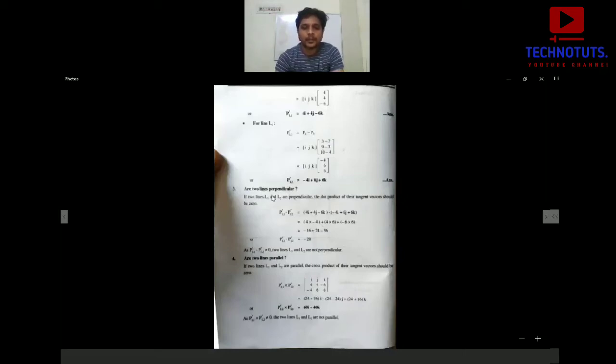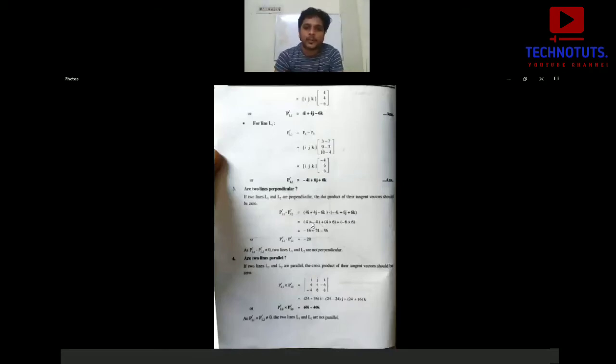Okay. Now we have to also find out whether the two lines are parallel or perpendicular to each other. So if the two lines are perpendicular, the dot product of their tangent vectors should be equal to 0. This is the required condition to find out whether the two lines are perpendicular or not. Okay, you have to remember it. If you have to find out whether the two lines are perpendicular, the dot product of their tangent vectors should be equal to 0.